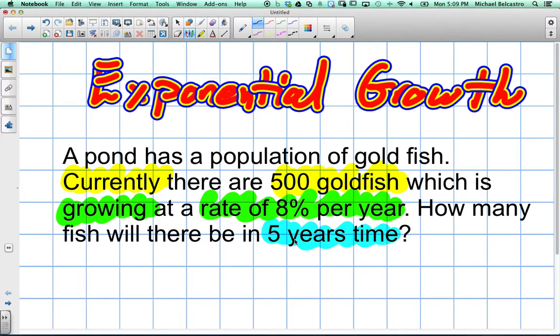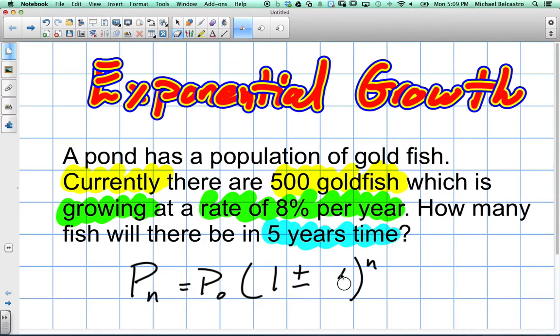Important pieces of information. So we need a formula for exponential growth. It looks like you guys are using this: Pn is equal to P0 times (1 plus or minus the percentage rate) to the power of n, the time. I'm going to write a plus or minus, and we're going to talk about the difference between them. We'll talk about what these all mean. Sometimes they use the letter R as the percentage rate. R is the growth rate in decimal.